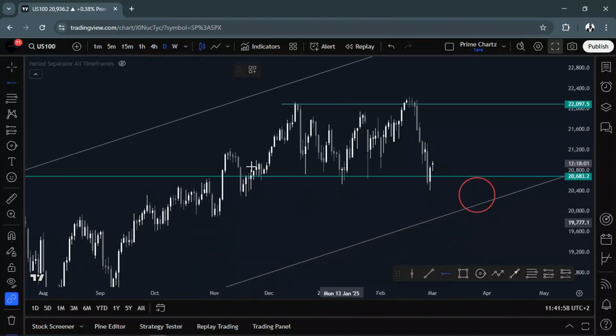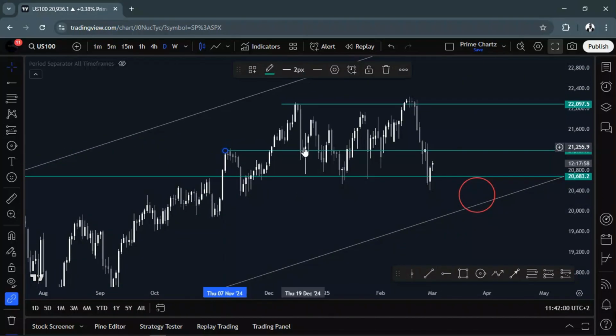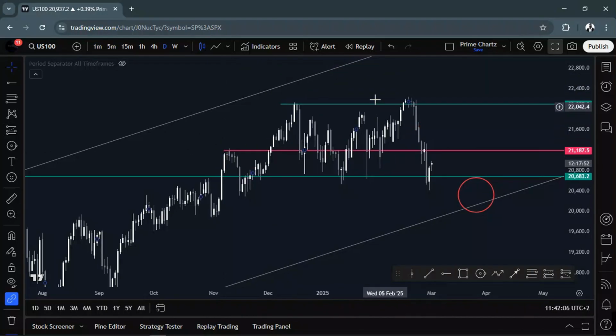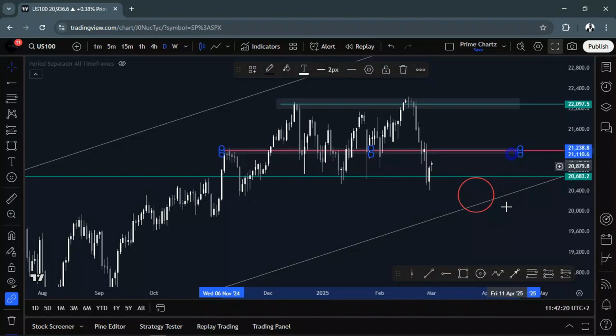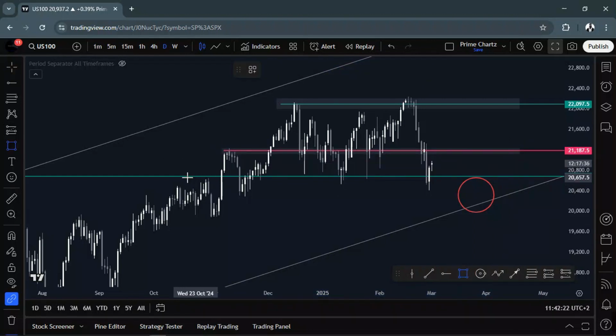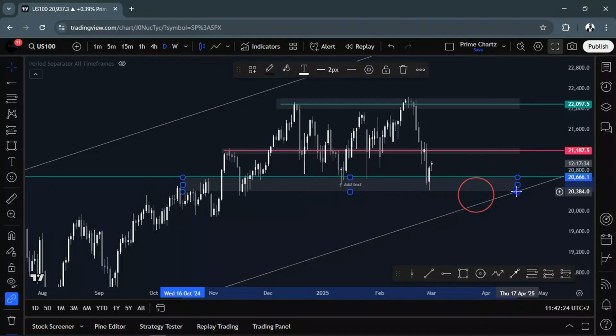What else? We also have another level right here. Let me change the color. We have another level right here. Okay, remember, levels are zones, right? These are zones, not solid lines. Here is another zone right here.